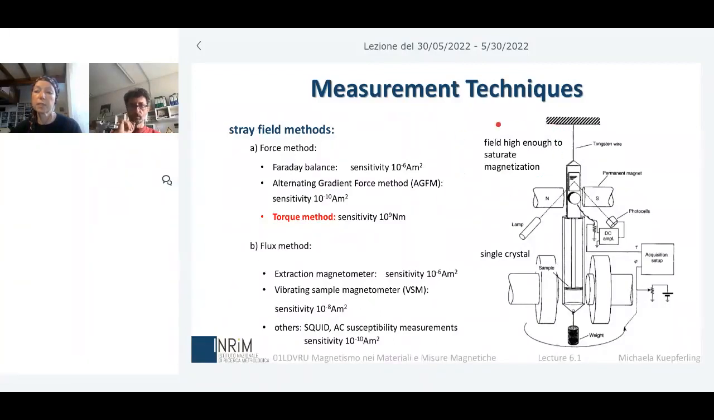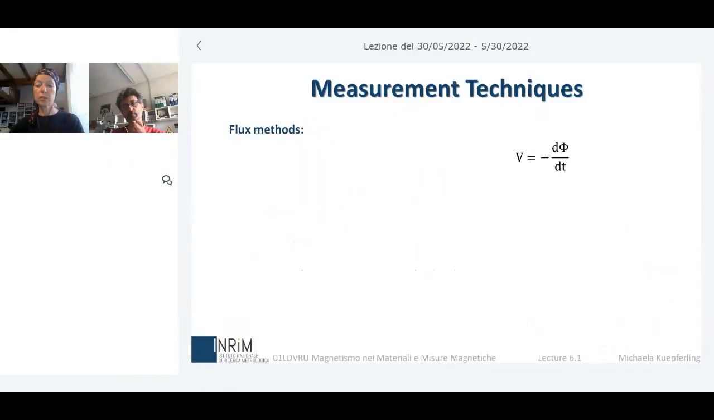While soft magnetic material we can saturate very easily, hard magnetic materials, if you want to obtain a full hysteresis loop, then you always need very, very high fields. So this was the last method among the force methods, which are based, of course, on the Faraday force. And then we said the flux methods, which are based on the law of induction. And here already we spoke about these techniques. So one technique more to mention about the flux methods, or let's say, let's mention two techniques more.